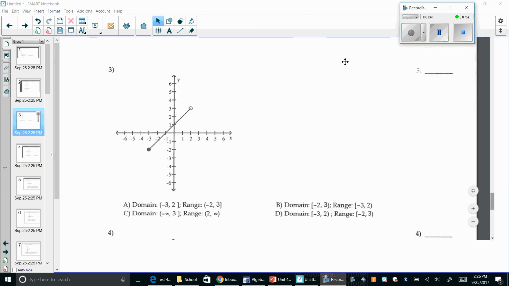It's a good thing. So the domain is going from left to right, so it's from negative 3 to positive 2. Negative 3 is going to get a bracket because it has a closed-in circle. Positive 2 is going to get a parenthesis because there's an open circle. So bracket at negative 3, parenthesis at 2. My answer is going to have to be D. You check the range. It goes from negative 2 with a bracket to positive 3 with a parenthesis. So that is the correct answer, D.